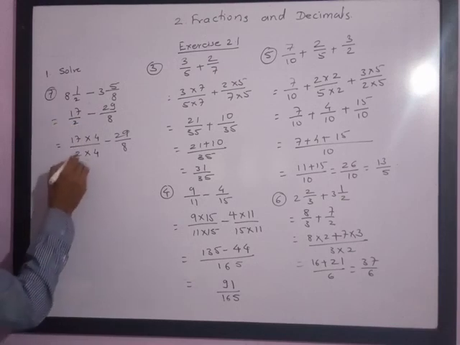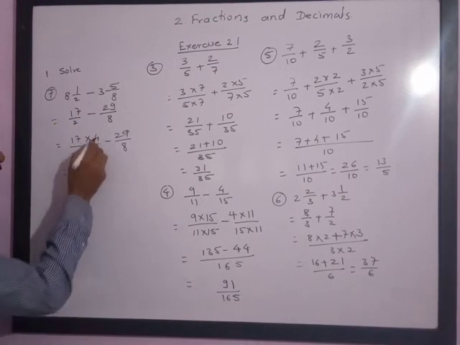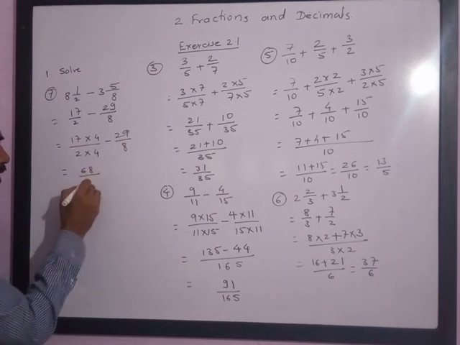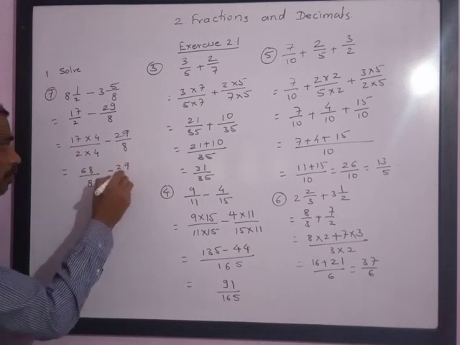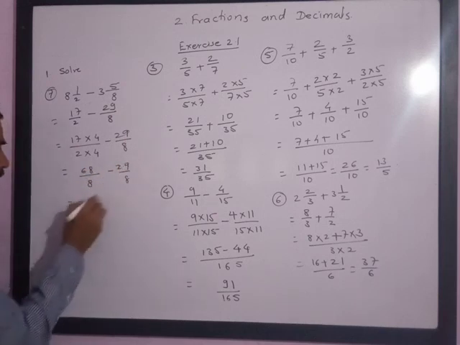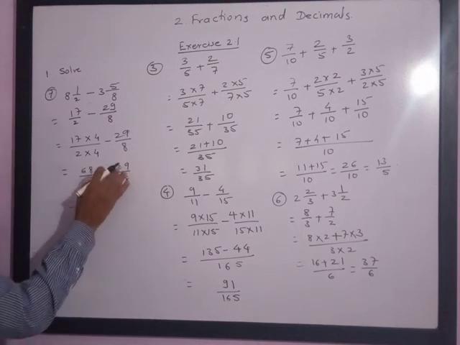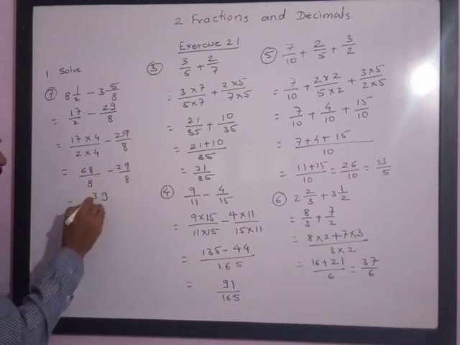So this is equal to 17 4s are 68 upon 8 minus 29 upon 8. So answer is 68 minus 29, 18 minus 9 is 9, 1 carries, 39 upon 8.